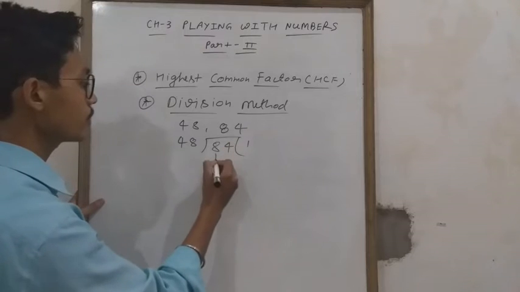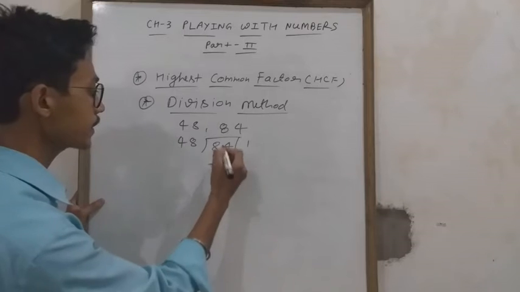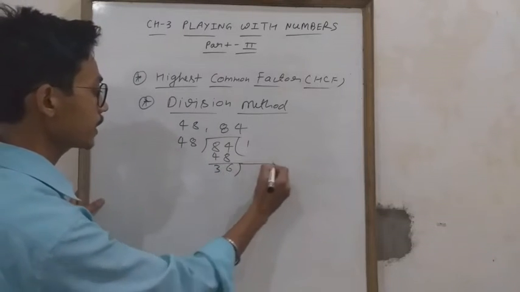So 48 1s are 48. It will go because 48 2s are 96. 14 minus 8 is 6. 7 minus 4 is 3. Again it is not 0.